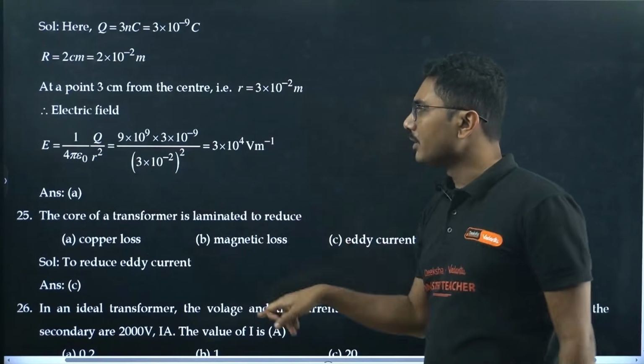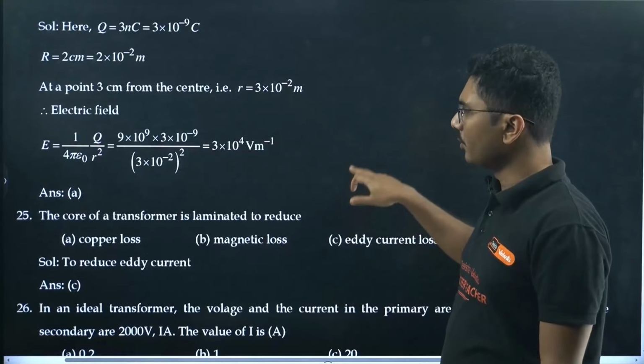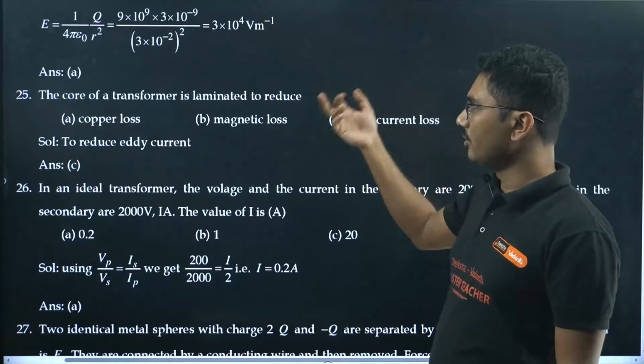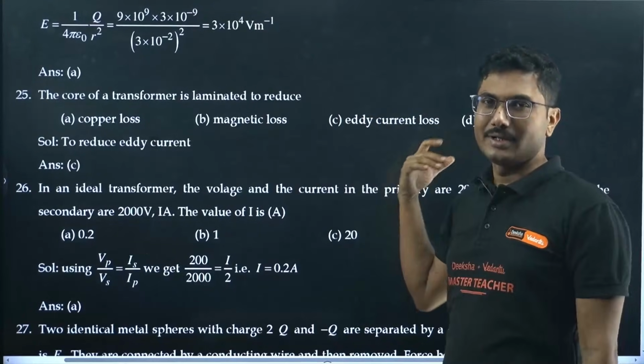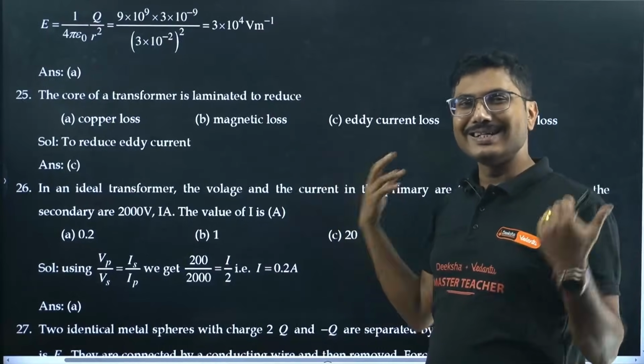Put the values, you will get 3 into 10 to the power of 4 volt. Easy question, nothing to worry about. Okay, electric field outside a sphere. Charge is given, total charge is given, distance is given.